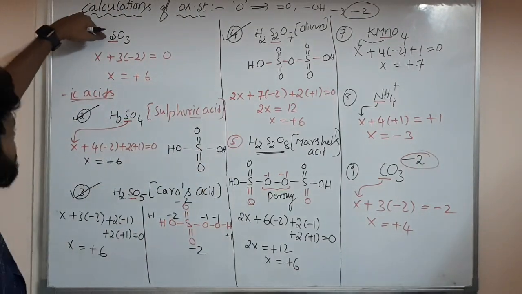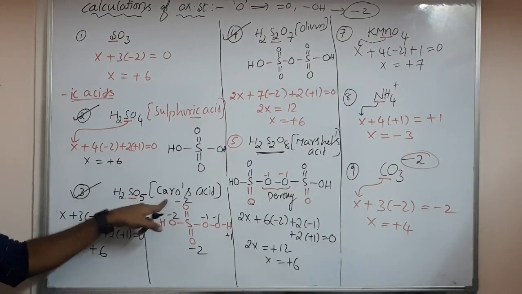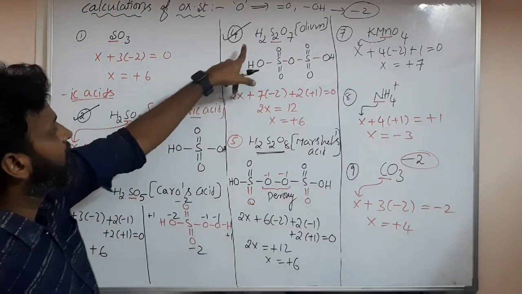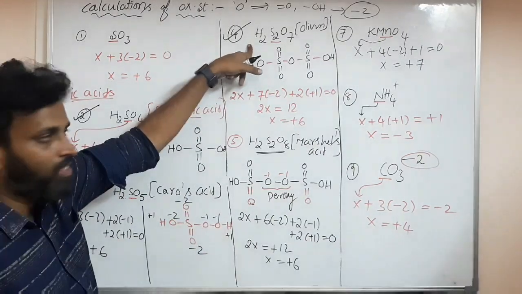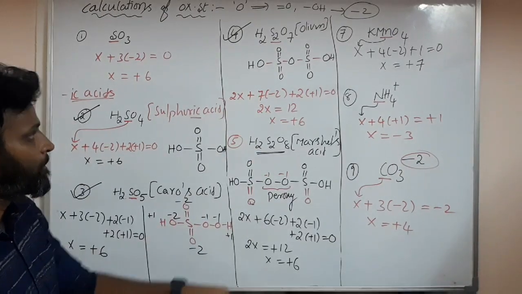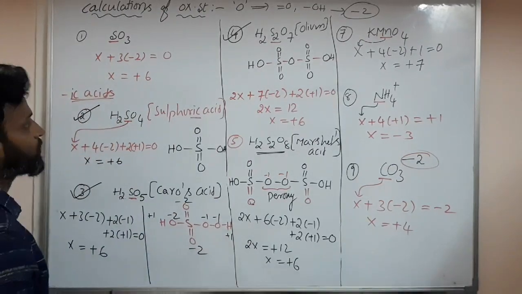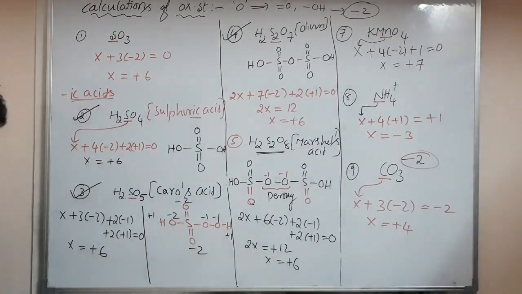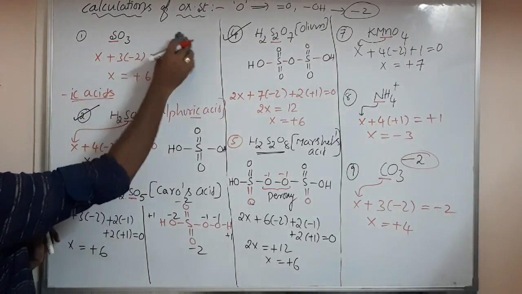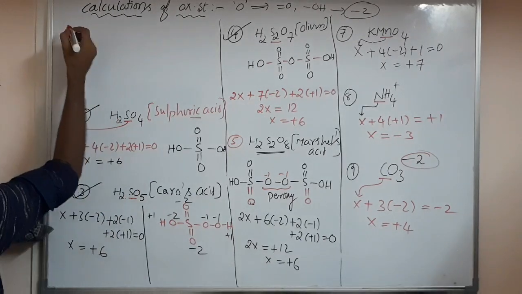Please remember. So here you have SO3, H2SO4, H2SO5, Caro's acid or else peroxymonosulfuric acid, oleum or else pyrosulfuric acid, this one Marshall's acid, and here you have KMnO4, NH4 plus and CO3 -2. Please take a screenshot, everyone. Okay, not with me, just take this screenshot. Okay, now I give you one more example.